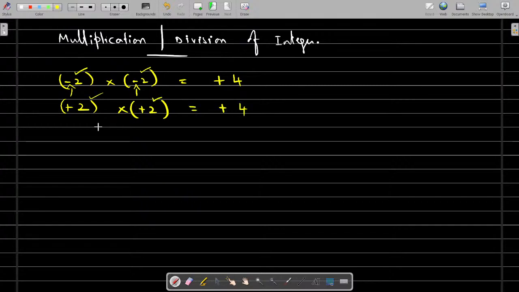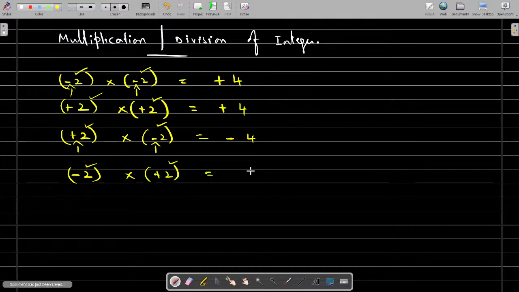Yes, we know this. If I take positive 2 and negative 2, 2 into 2 is again 4, and you have a plus and a minus, so you'll get minus 4. Here, if I take minus 2 into plus 2, 2 into 2 is 4. Okay, minus plus, which is negative.